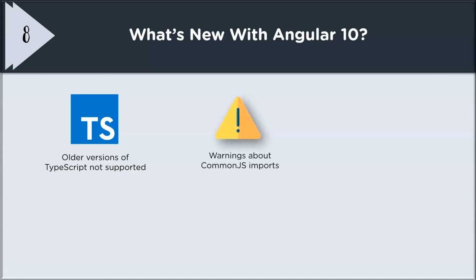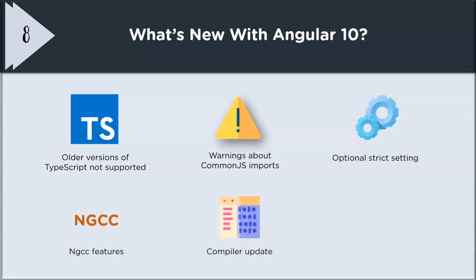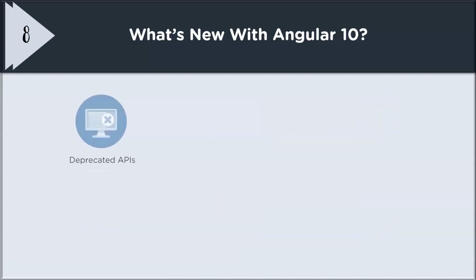Warnings about common JS imports. Now, logging of unknown property bindings or element names in templates is increased to the error level, which was previously a warning. Angular now supports an optional strict setting, which offers a stricter project setup when you create a new workspace. There's an addition of ngCC features with a program-based entry point finder. There are common compiler updates and updated URL routing.